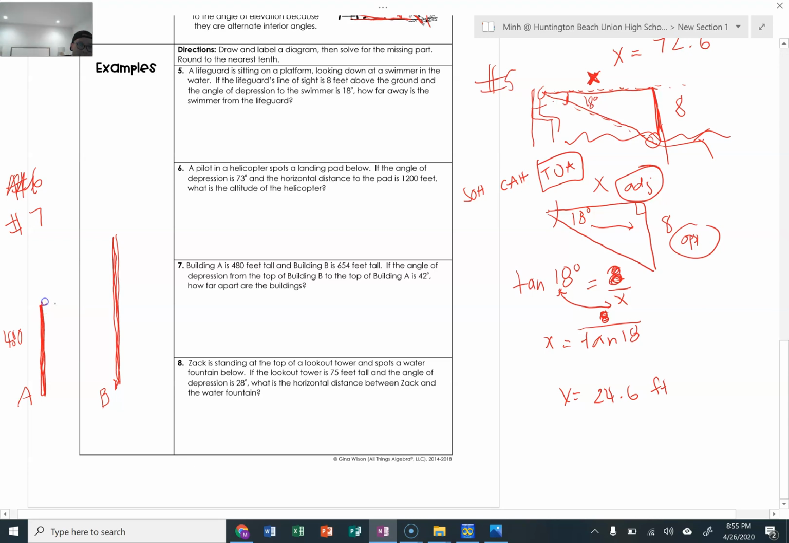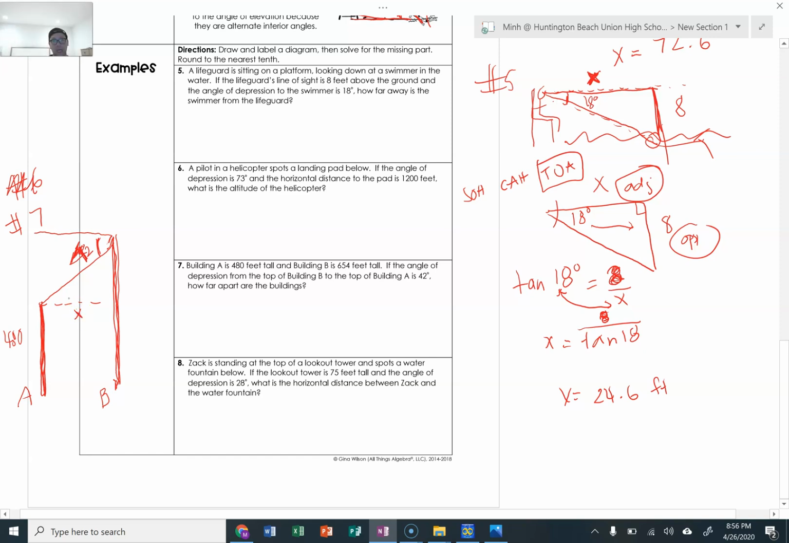So we need to go ahead and find how far apart are they, given that we know that the angle of depression from the top of building B to the top of building A is 42 degrees. So if B is right over here, the top of building A looking down, that's your angle of depression right over here because it's looking down from the very top, is 42 degrees. Right, so that's 42 degrees. Sorry for the ugly writing. How far apart are they? So we need to find this right over here.